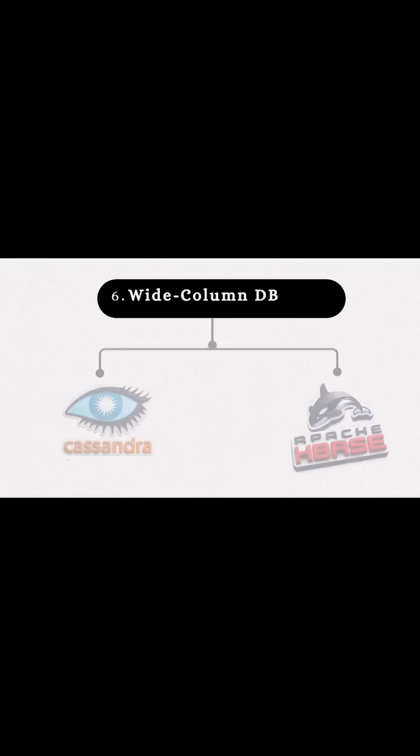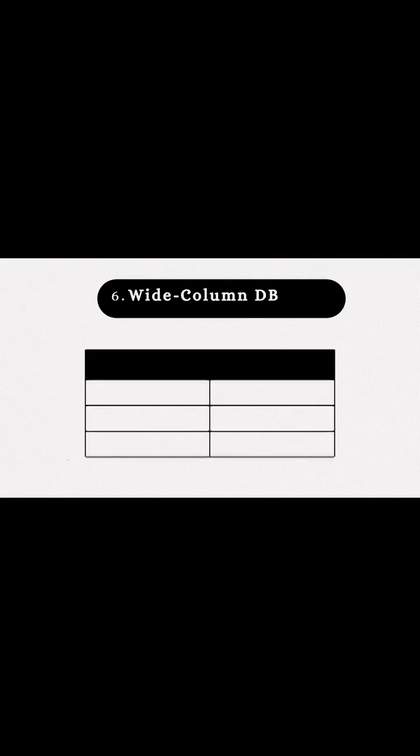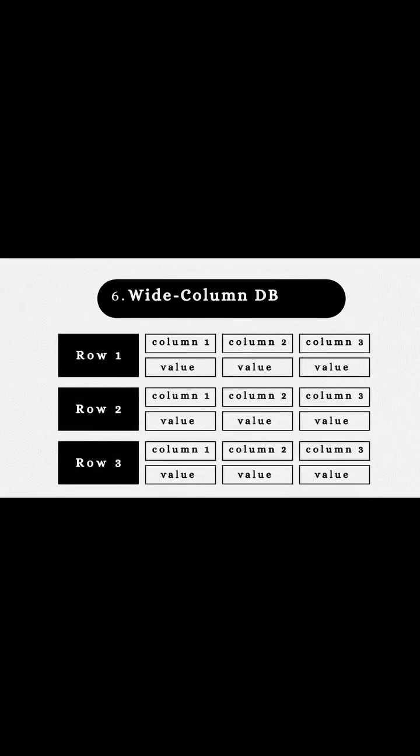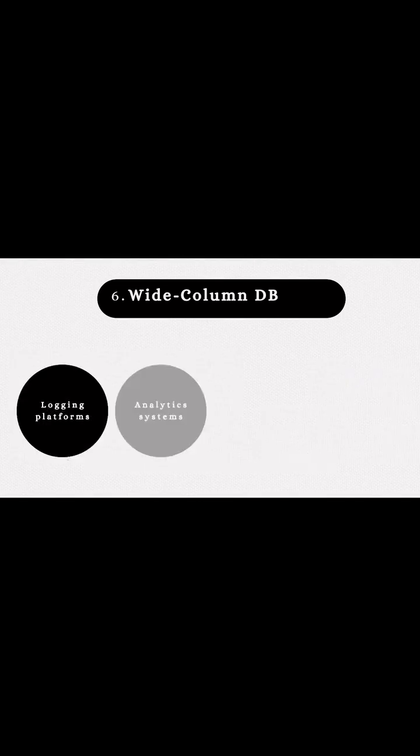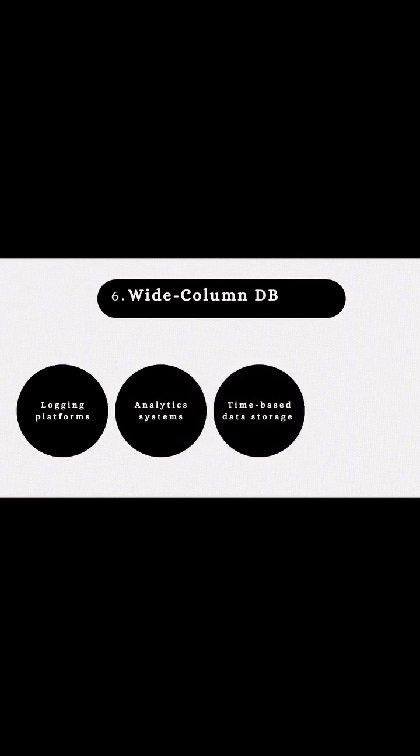Wide column databases store data in rows and columns, but allow each row to have a different set of columns. They are designed for massive scale, high availability, and high write throughput across distributed systems. These databases are commonly used for logging platforms, analytics systems, time-based data storage, and event ingestion pipelines.